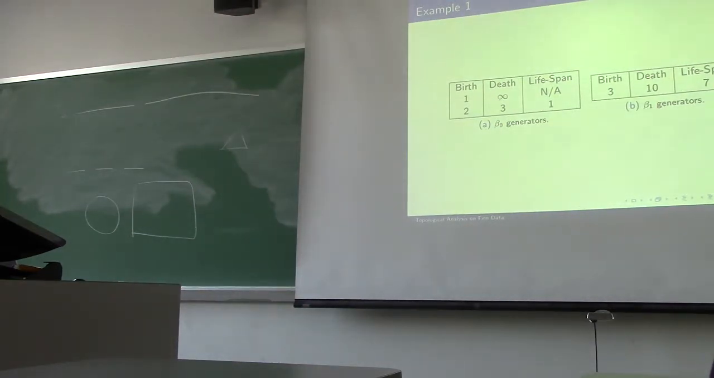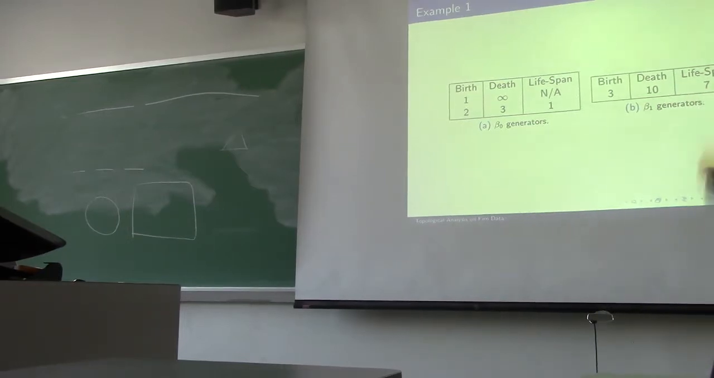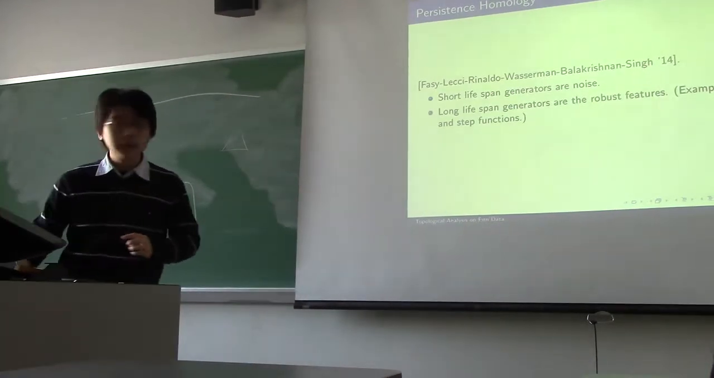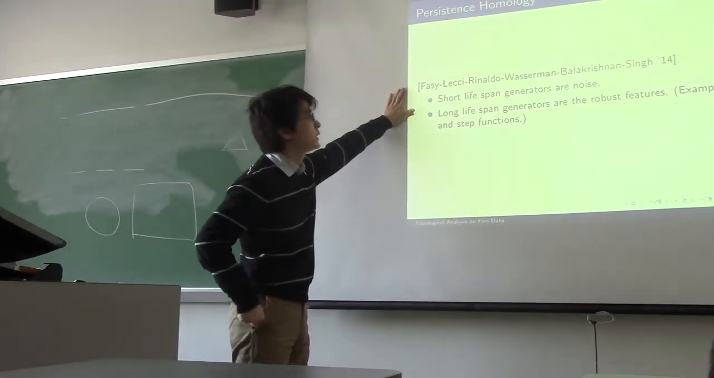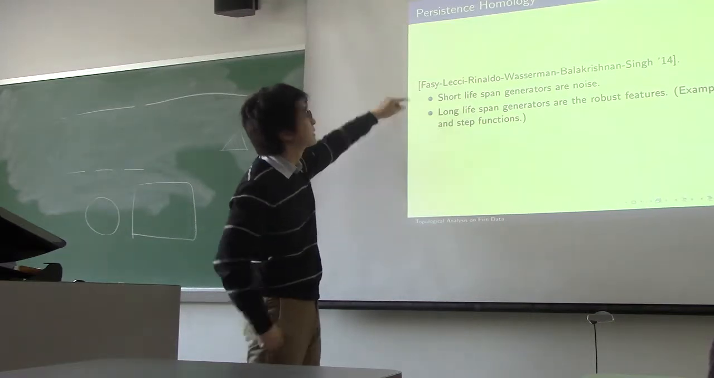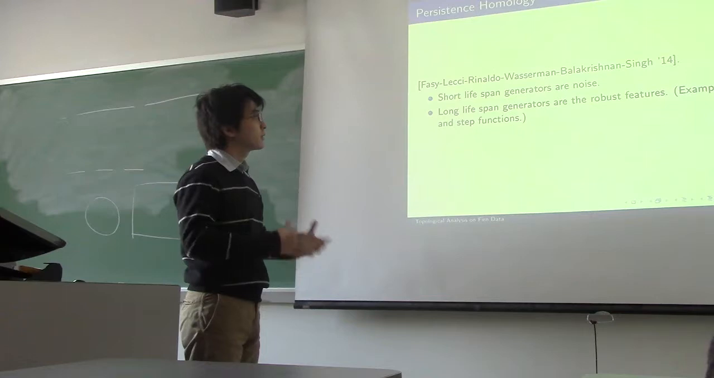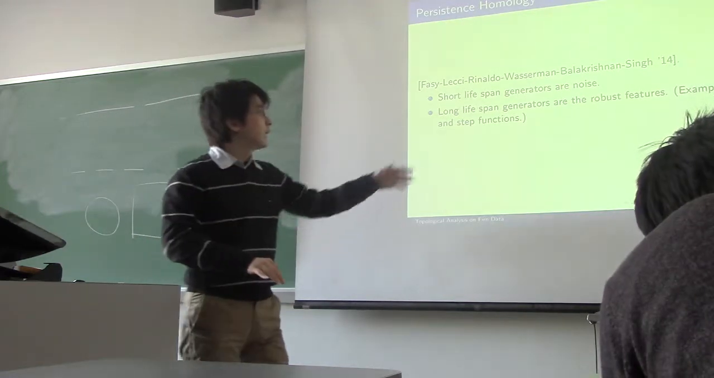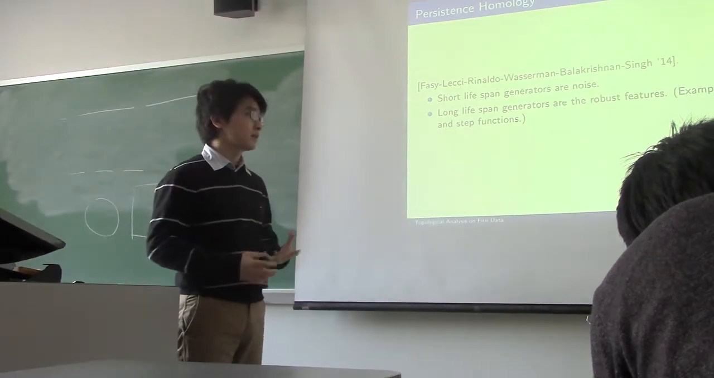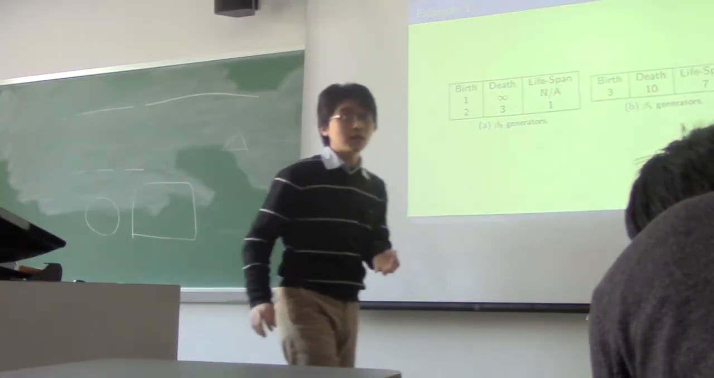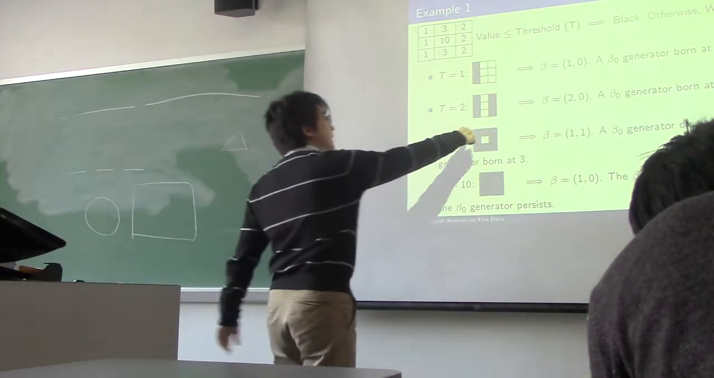So how does the computer tell it is a circle there? Well, we just look at the long lifespan generator. In fact, there is a group of researchers at Carnegie Mellon University who study the confidence region of persistent homology. They argue that the short life generators are really the noise, so somehow you can ignore them, and the long life generators are usually the robust features. So in our example, this long life generator is the robust feature, which is a circle here.